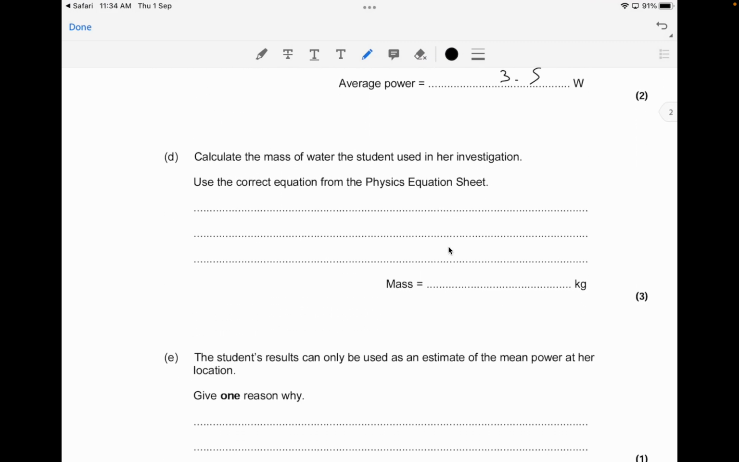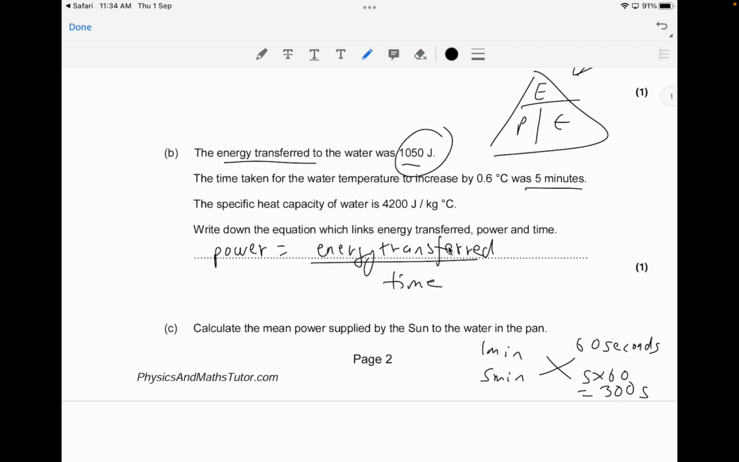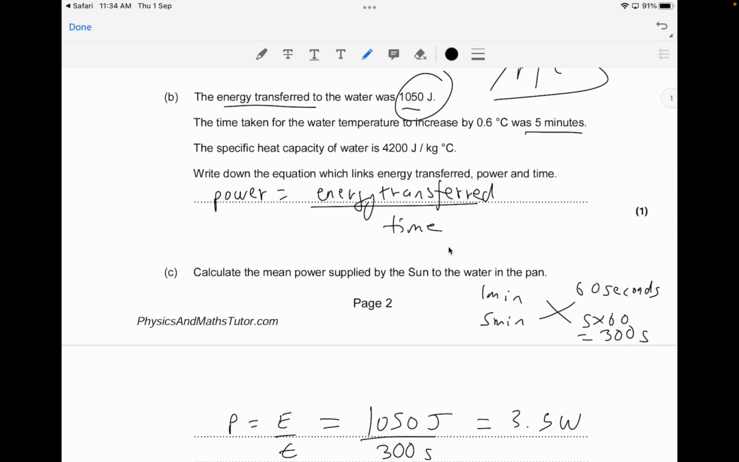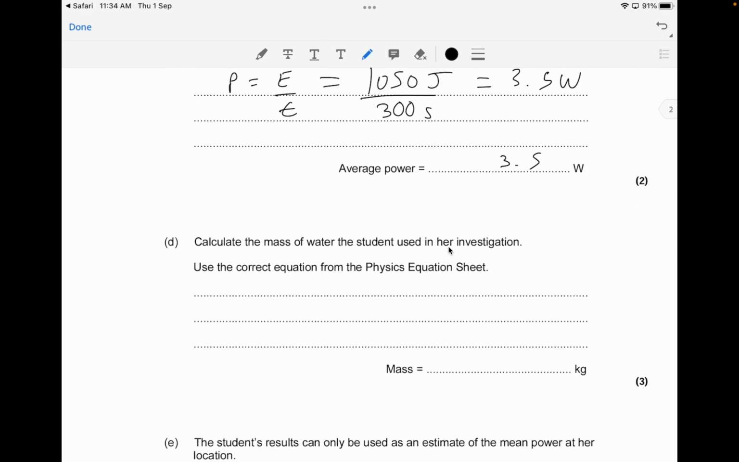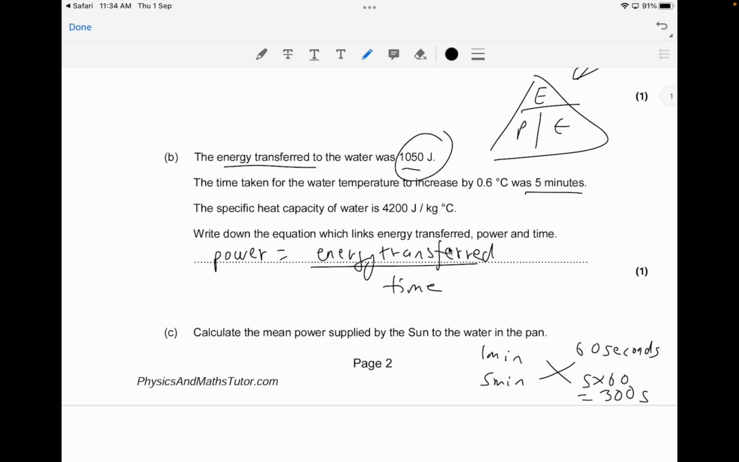Now, the next question is to calculate the mass of the water the student used in her investigation. You have to use the correct equation from the physics equation sheet. You've been given the specific heat capacity of the water. By the way, you'll be given the equation sheet in your exam, so you can use that to understand the formula, where energy is equal to mass times C times delta T.